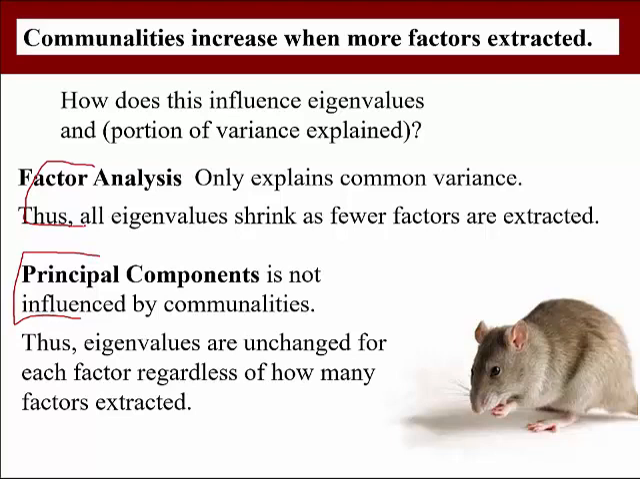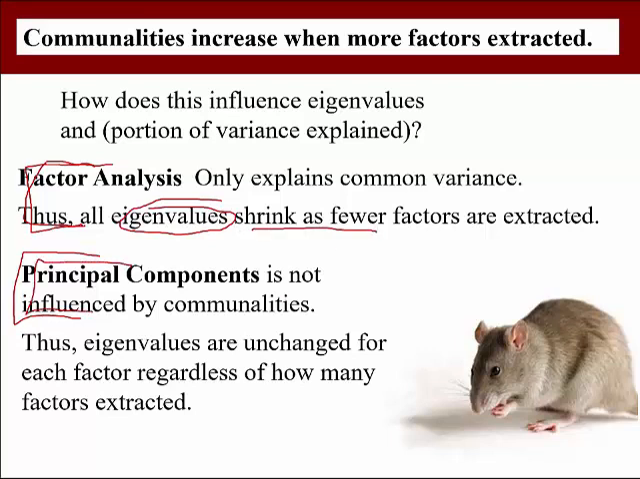And then if I extract a third factor, it will say, oh, look at that. Your communalities just went up further. There's more reliable variance there to explain. I can make all these values a little bit bigger. So when you're doing factor analysis proper, your eigenvalues will go up and down. They'll get a little bit bigger and a little bit smaller depending on the number of factors you extract. As you extract more factors, your eigenvalues go up, and as you extract fewer factors, the eigenvalues go down.